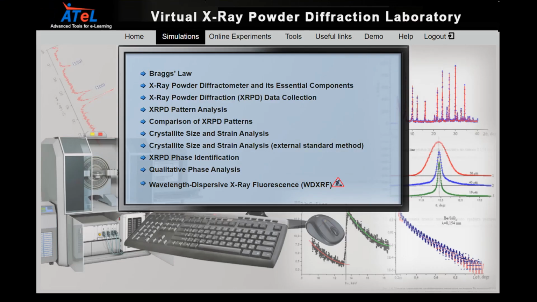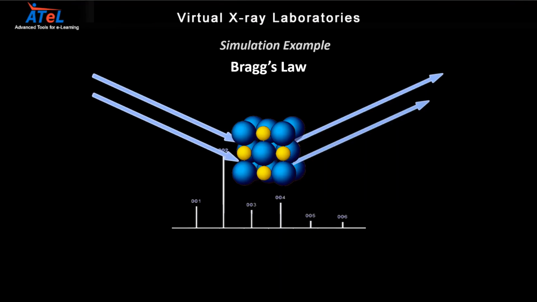Simulations are task and learner neutral. They dynamically model a process in equipment design and operation or associated processes. Let's see an example of the simulation. The interactive Bragg's law simulation helps learners better understand how the diffraction of X-ray beams on the atoms of a crystal structure generates an XRD pattern.